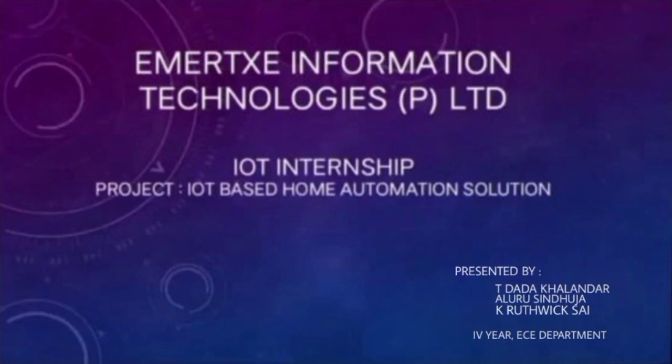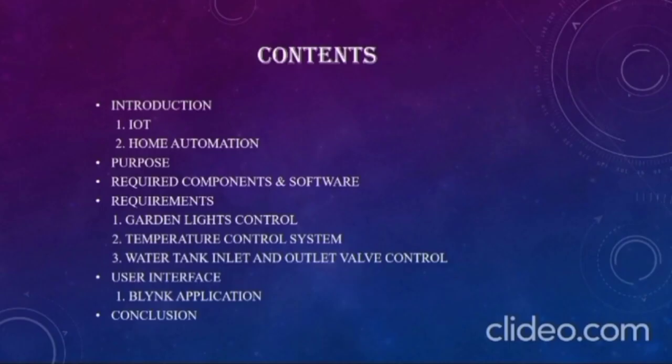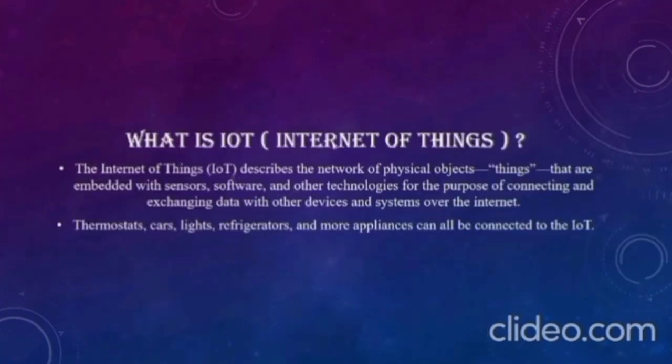We are here to present the project on IoT based home automation solution, which we have done on internship conducted by Emertex. The contents of the project are: introduction, which has two parts, IoT and home automation; purpose; required components and software; requirements: garden lights control, second temperature control system, third water tank inlet and outlet valve control; user interface, Blynk application, and final conclusion.